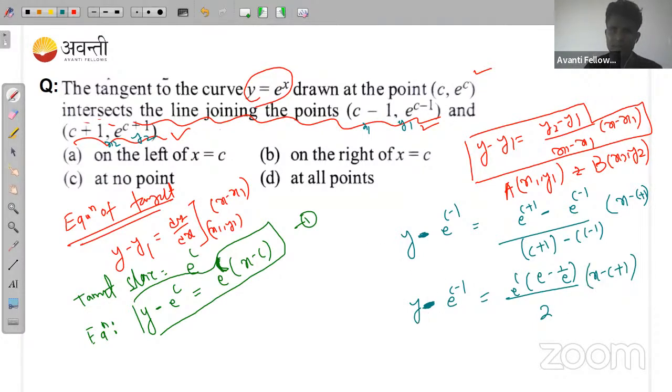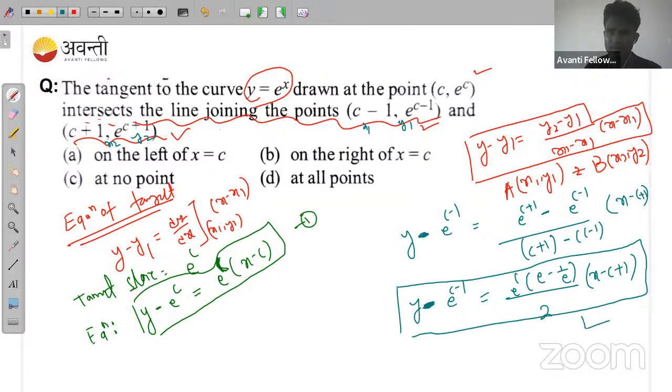Cool. So let's say this is whatever you got. This one is equation 2. Okay. Now what you want to do is that equation 2 minus equation 1.